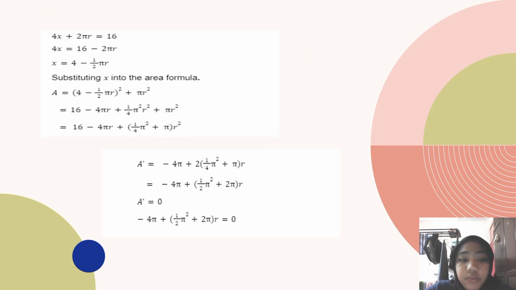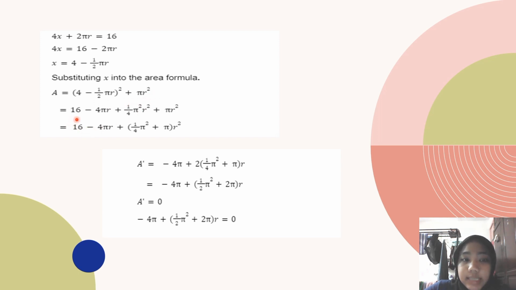Now I'm going to solve the perimeter, which is 4x plus 2 pi r equals 16. We bring 2 pi r to the right and 16 to the left, so we get x equals 4 minus (1 over 2) pi r. Then we substitute the x that we get here into the area formula, which is (4 minus (1 over 2) pi r) squared plus pi r squared.